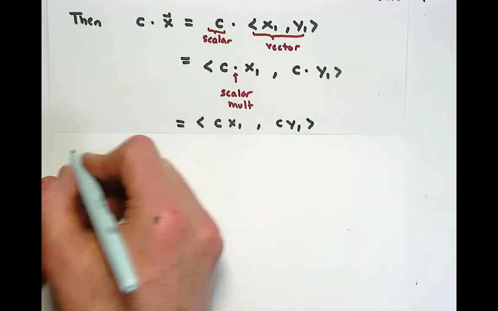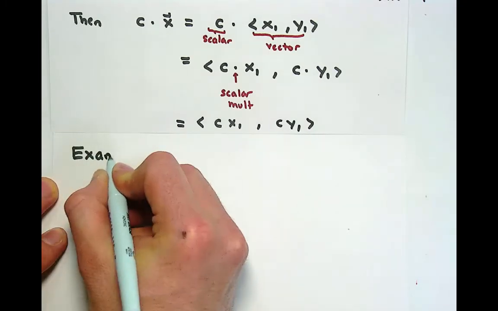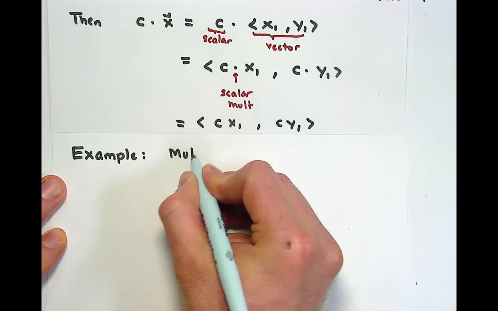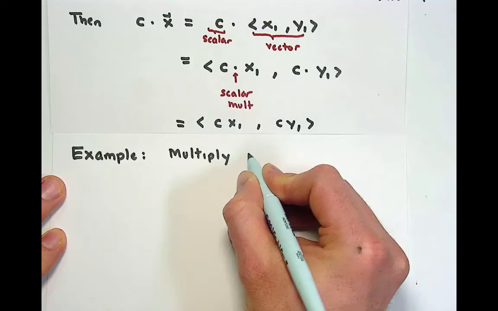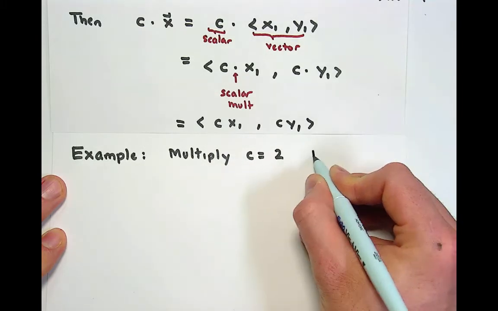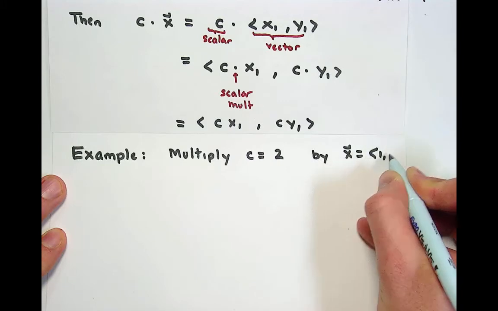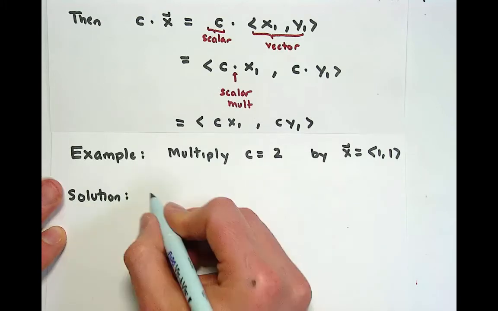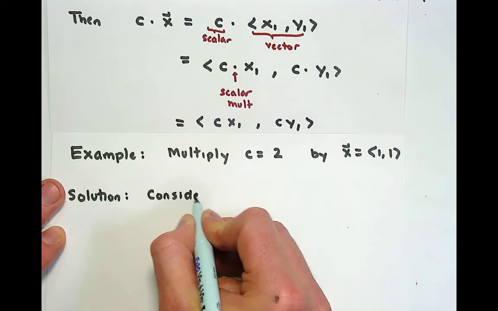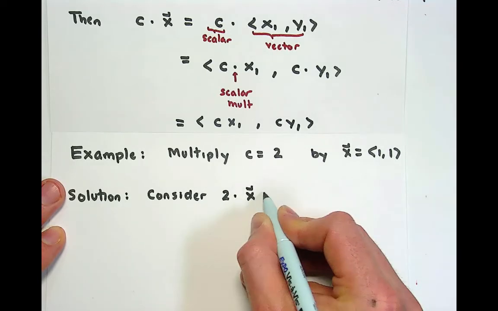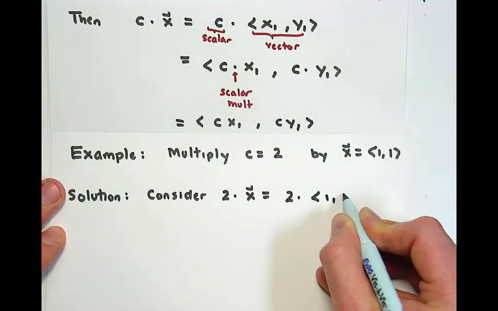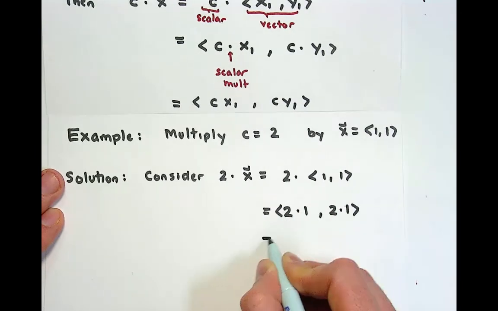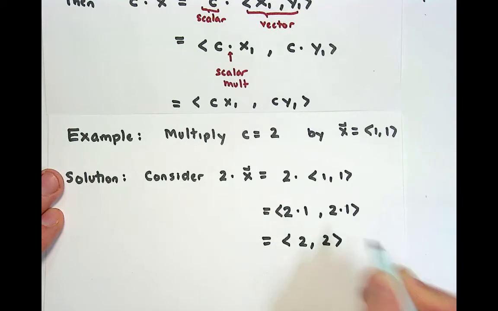So let's look at an example. Multiply c equals 2 by x is 1, 1. So the solution of this thing, let's consider 2 times the vector x, which is 2 times 1 comma 1, which would be 2 times 1, 2 times 1, which of course is 2 comma 2.